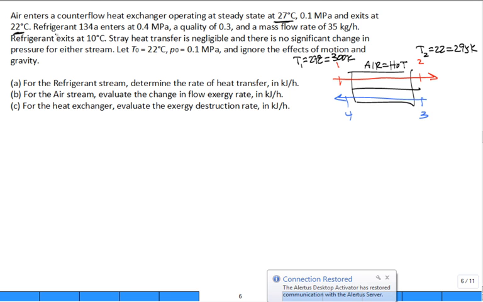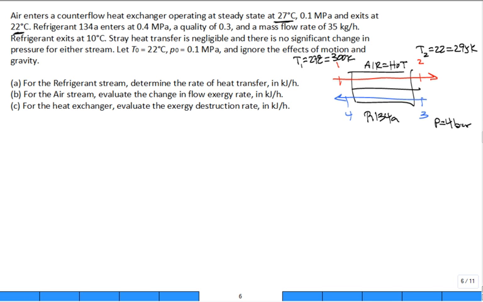Let's continue to read. Refrigerant 134A, hey, that has to be the cold fluid. It enters at 4 bar, so the pressure is 4 bar, and quality of 30%, X equal to 0.3. And a mass flow rate's given. M dot of the refrigerant is given to be 35 kilograms per hour. Refrigerant exits at 10 degrees C, so T4 is 10 degrees C.